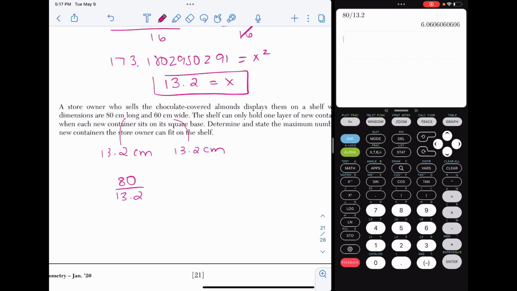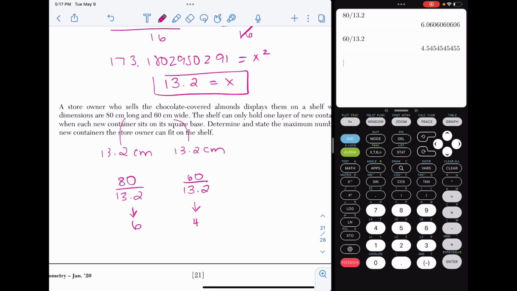And I get a little over 6, but we can't put 6.06 containers on the shelf. So we're going to say 6 can fit lengthwise. Over here, let's divide the 60 by 13.2. So I have 4.5454, and so on. Again, I can't put a fractional container there, so the max I could fit is 4.